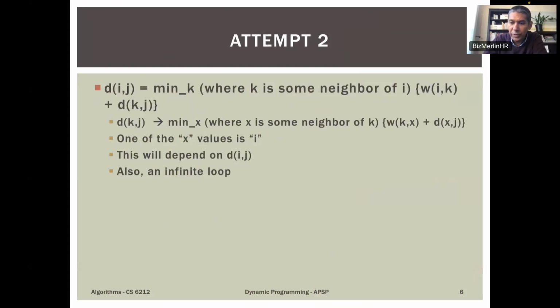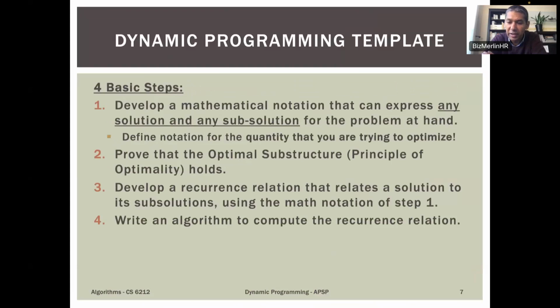So we want to use dynamic programming. In dynamic programming, if you recall, there are 4 basic steps. Those 4 basic steps are given by the mnemonic NORA. The first step is the notation. Then we prove the optimality, the principle of optimality. Then we develop a recurrence relation. And finally, we write the algorithm. In dynamic programming algorithms, really the notation and the recurrence relation are the key.